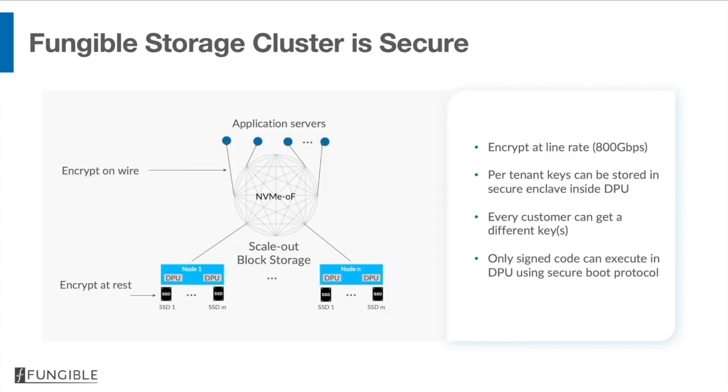Number one, we're able to encrypt at line rate at 800 gigabits per second, almost a terabit per second. We have per-tenant keys, which can be stored in the secure enclave inside the DPU. Every customer can get their own key, and we only allow signed code to execute in the DPU using our secure boot protocol.